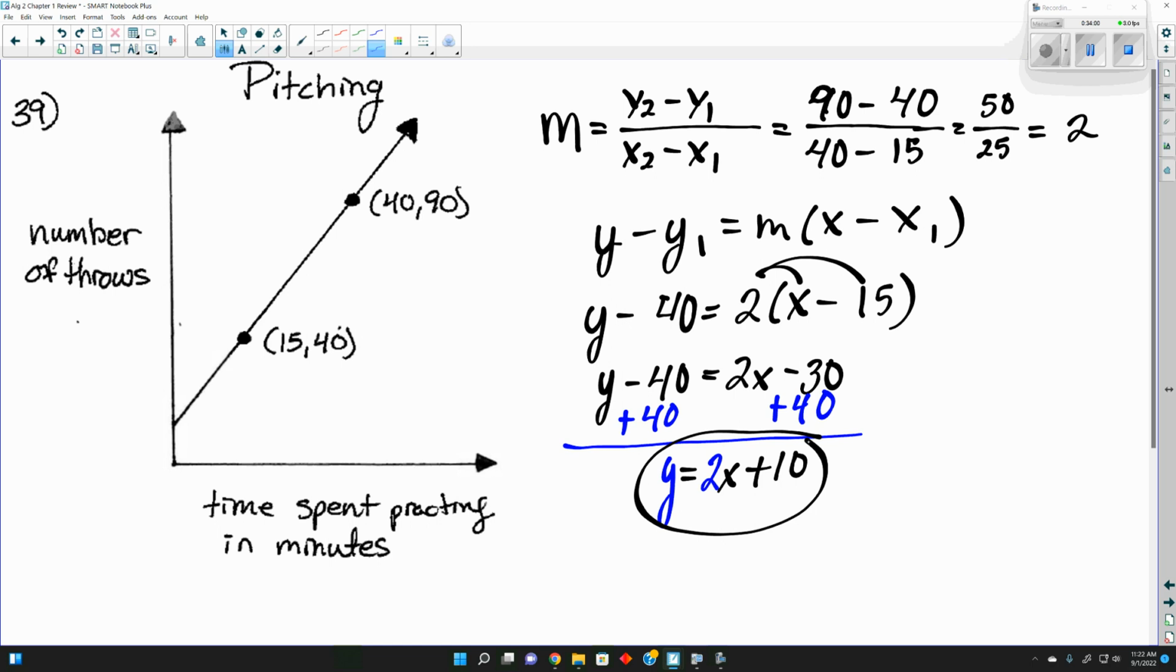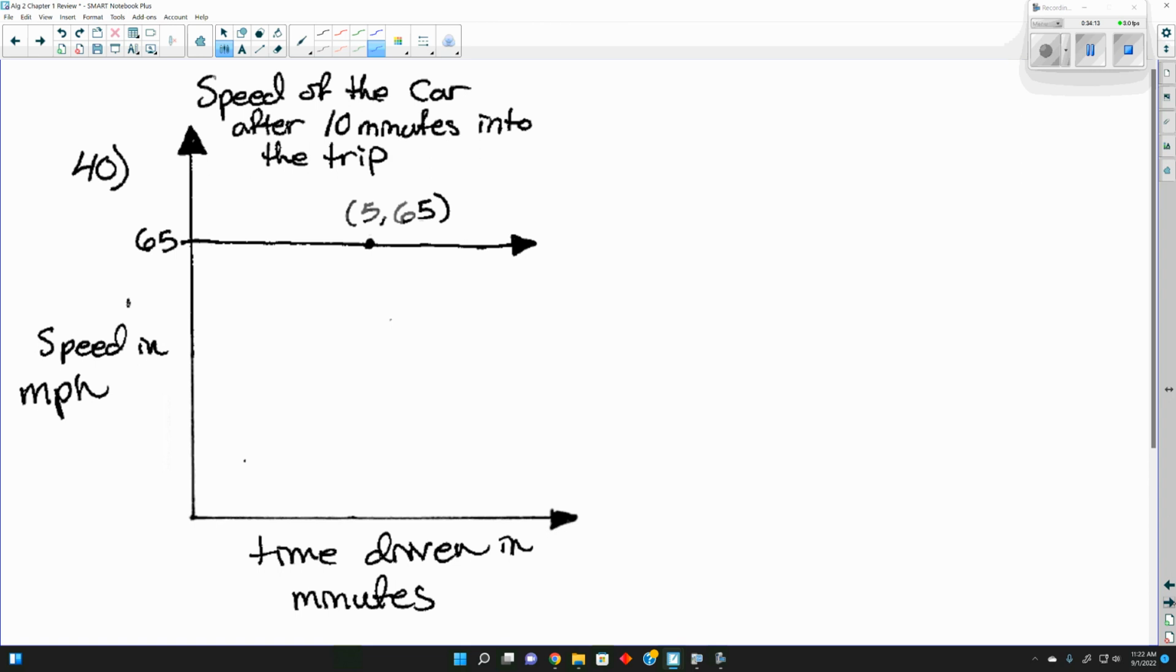Were you all able to figure out the equation of the line for the next one, or the last one? So, this point right here is what? 0, comma. So what is the slope of this line?